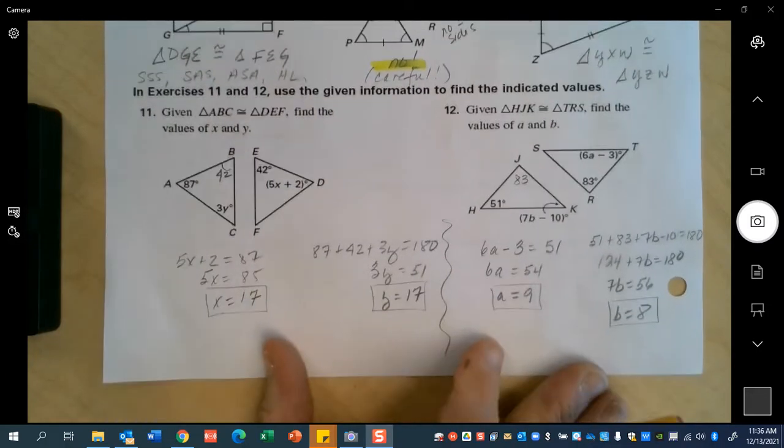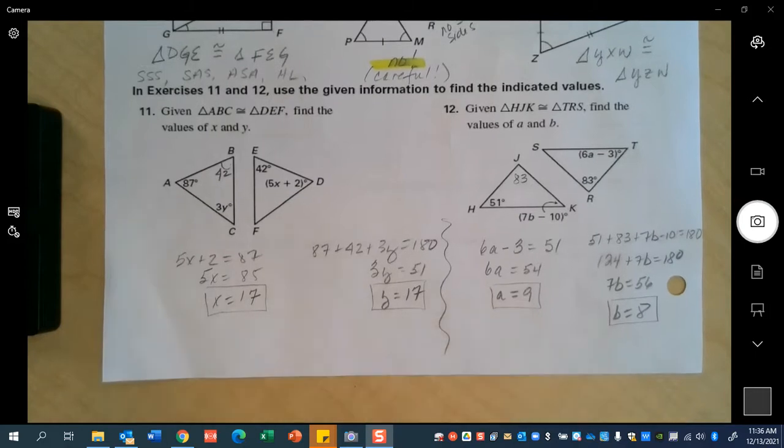Down here, use the given information, matching up corresponding sides, and then doing equation solving and algebra. Any questions on any of those? Go ahead, Maggie. This is one of the four.